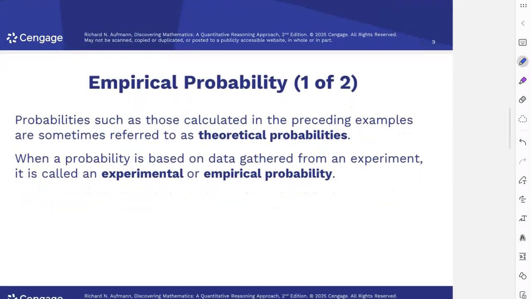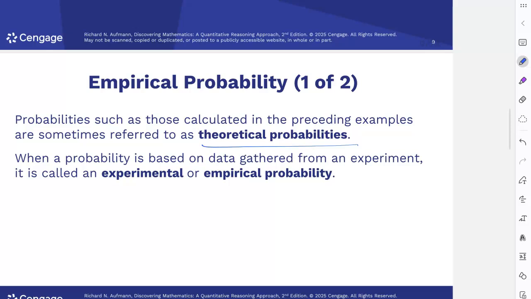When we talk about empirical probability, this is theoretical probability. This is what we would expect to happen if it were a perfect world and everything worked out the way it was supposed to. So think about flipping a coin. If we were to flip a coin 10 times, we would expect half of the flips to be heads and half of the flips to be tails.